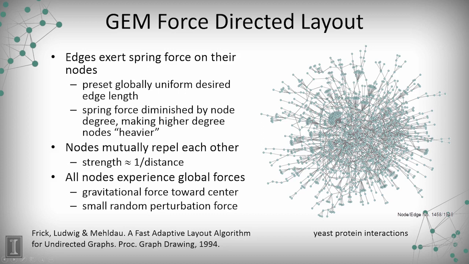There's also a repulsion between nodes even if they're not connected by a spring, so that nodes don't end up on top of each other even if they're not connected by an edge. And that repulsion force is basically equal to 1 over the distance between any two nodes. And then finally, all the nodes experience a force of gravity towards the center of the graph to keep things from wandering too far away, and a small random perturbation force just to make sure that nodes take unique positions.